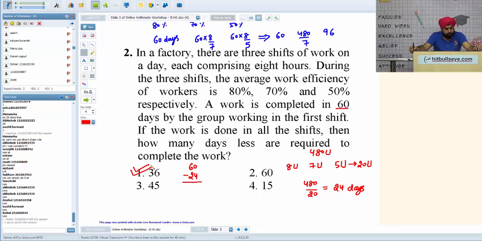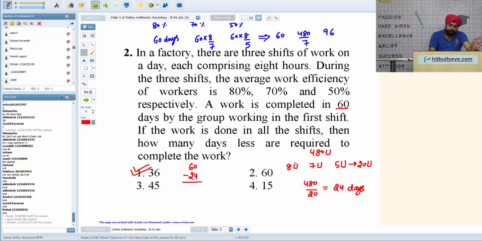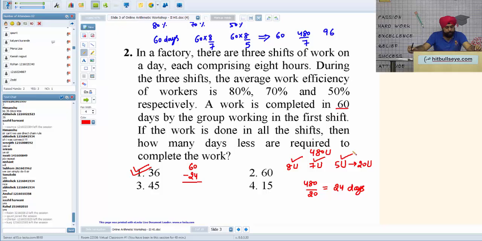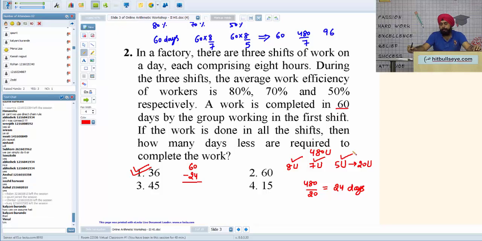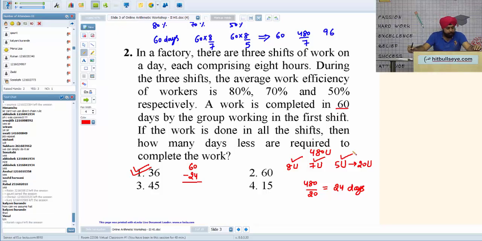Now we assume the work to be done to be equal to 480 units, so that we get to know that it is 8 units per day at 80% efficiency, 7 units at 70% and 5 units at 50%, right? So they do 20 units a day, so that means they will be able to finish the work in 24 days. So as compared to 60, it is 36 days less.